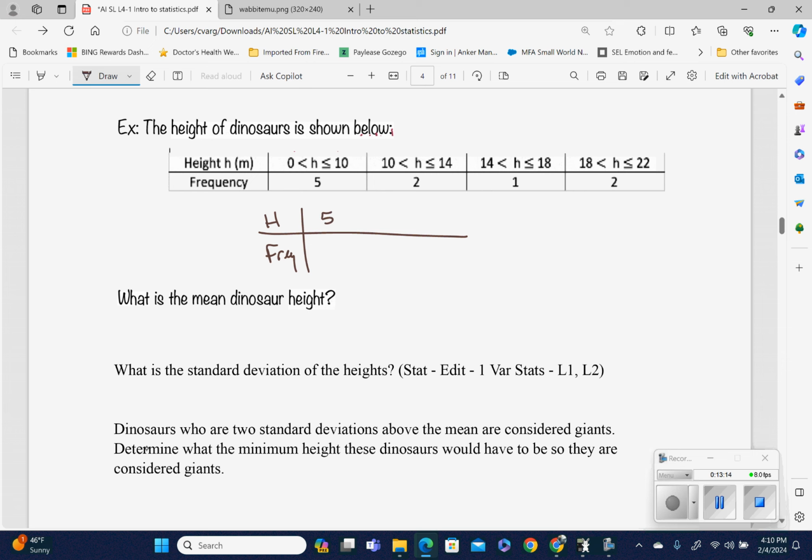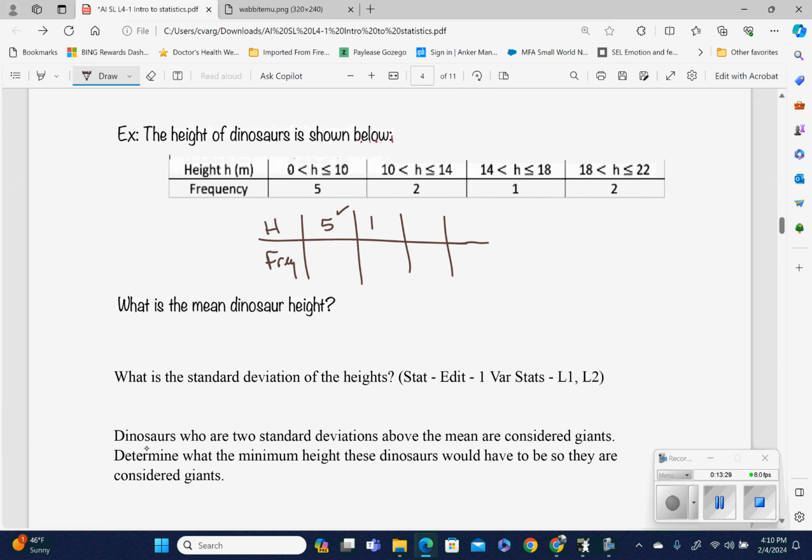Let's just say you didn't know that or you had a hard time figuring that out. All you have to do is take the two numbers, 0 plus 10, add them up, divide by 2. So 0 plus 10 is 10, divided by 2 is 5. The number between 10 and 14 is 12. And again, if you didn't know that, 10 plus 14 divided by 2. The number between 14 and 18 is 16, and the number between 18 and 22 is 20.